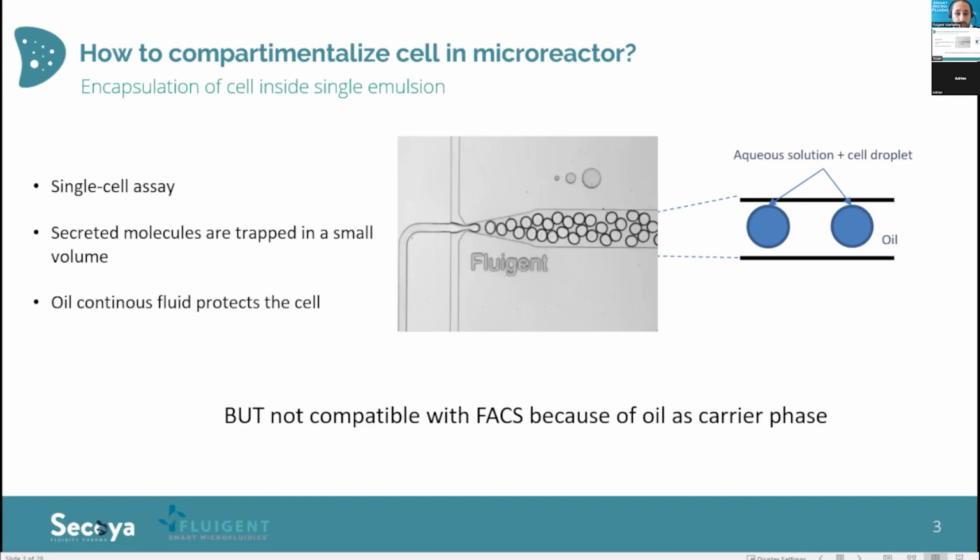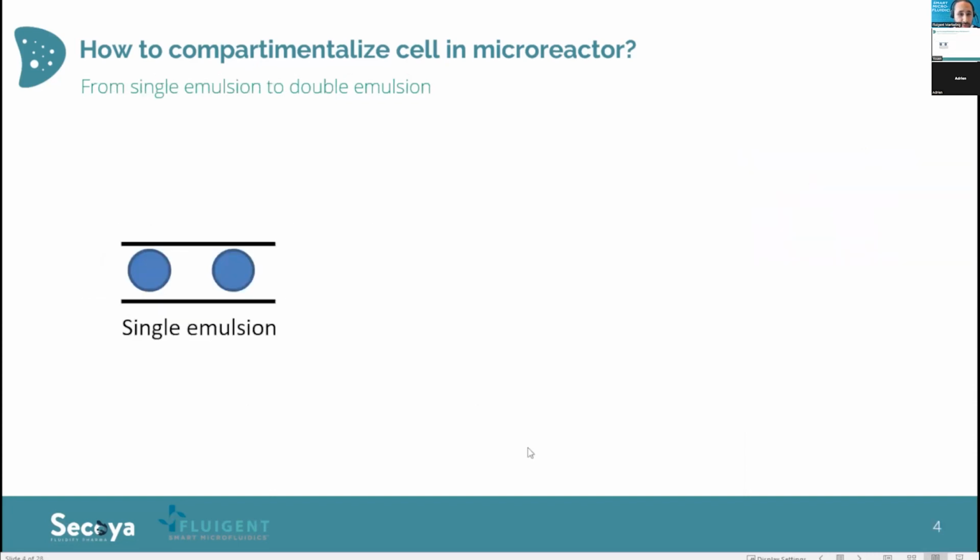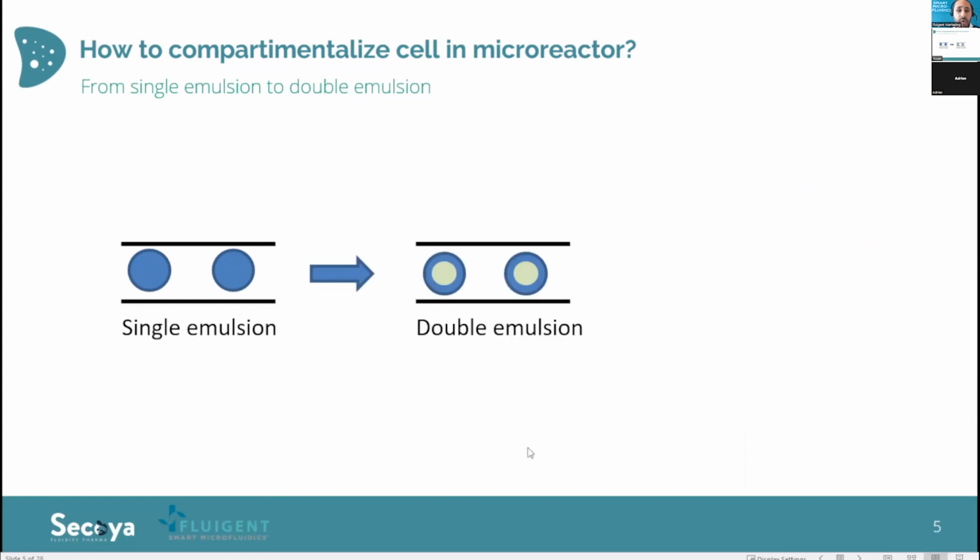So that means you will have a biphasic solution if you are using an emulsion with oil. So how do we get the advantage of the encapsulation and also the advantage of the FACS? For that, we need to go from the single emulsion to a double emulsion. So what does it mean?